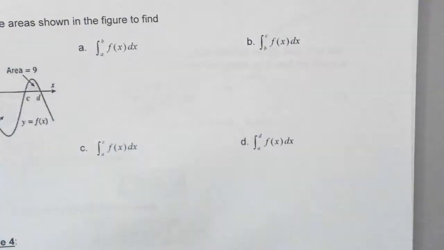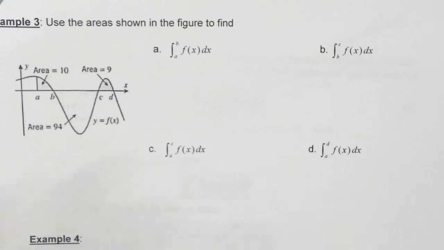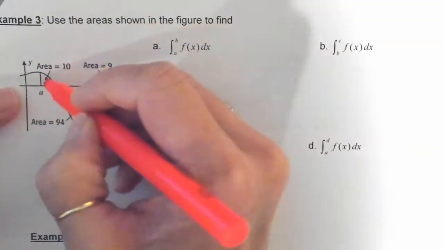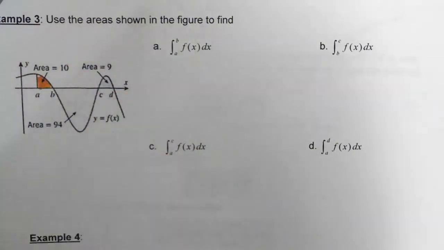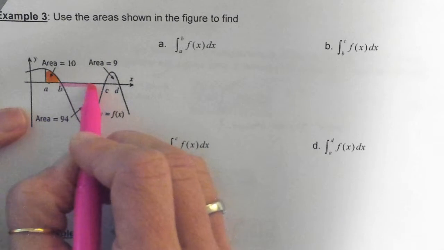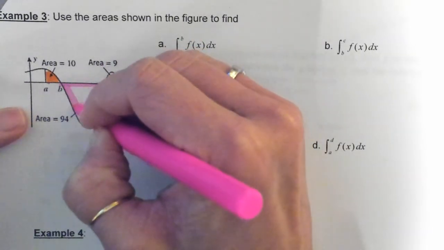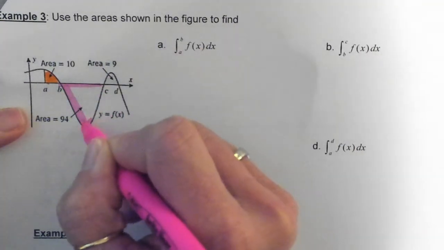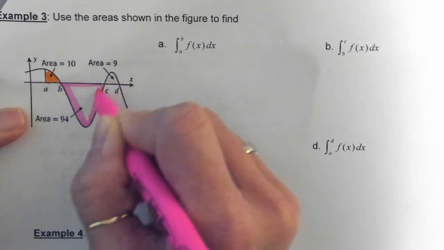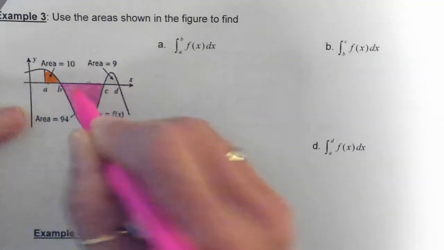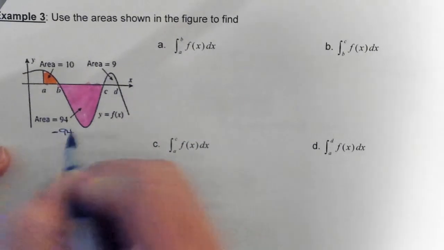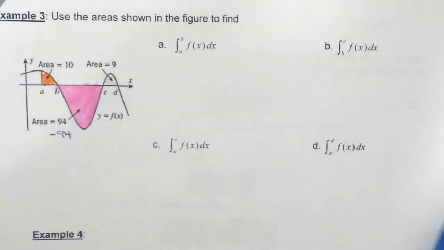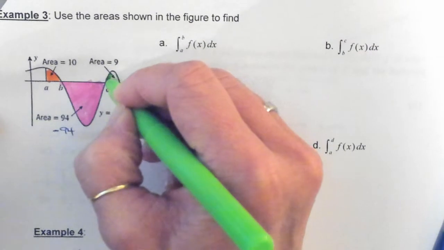All right, so here you're given a graph. We just need to talk about a couple of things. So we have the area under the curve from A to B, and they're saying that it's equal to 10. Then we have the area under the curve from B to C. It says 94, but really what should it say? Why negative? Because it's net and it's below. So we're going to say this is negative 94. And then I've got my teeny tiny area here from C to D, and this is 9.